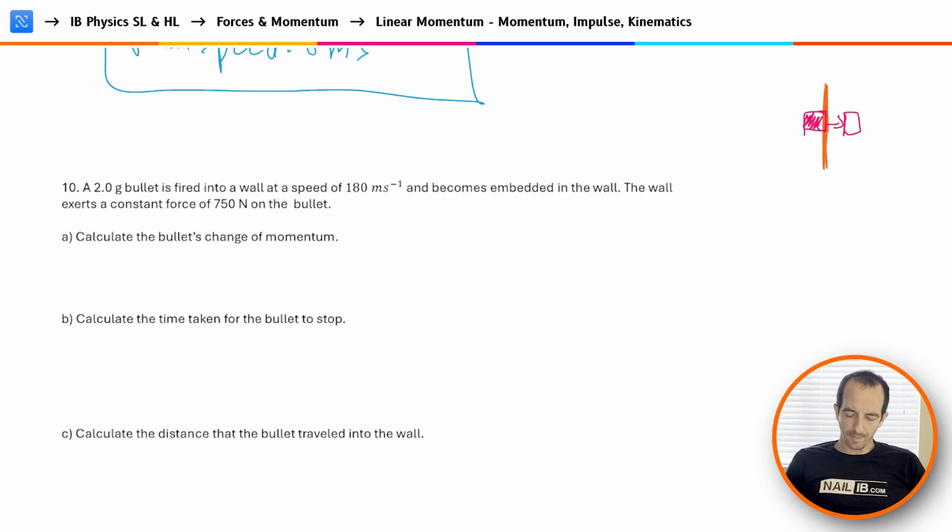So change of momentum, we remember, is impulse, which is J, or the change of momentum is equal to the mass times the change of velocity. And we can just plug in now that we know that we have this 2-gram bullet, which is 0.002 kilograms. The units for momentum and impulse are kilograms meters per second, or Newton seconds. So it's 0.002 kilograms times the change of velocity.